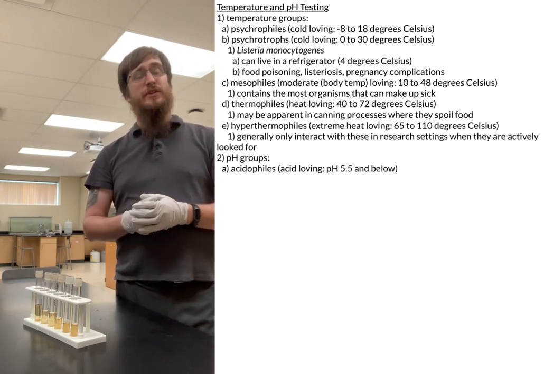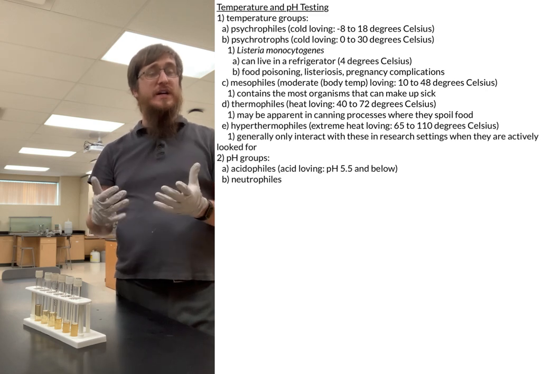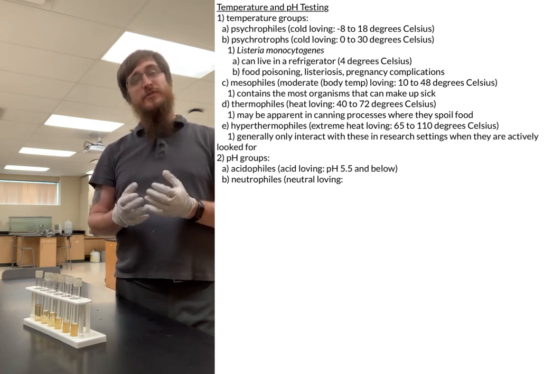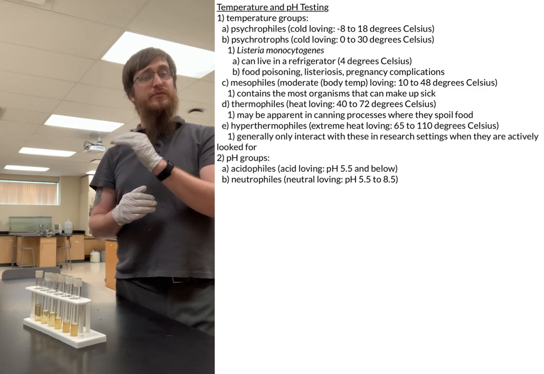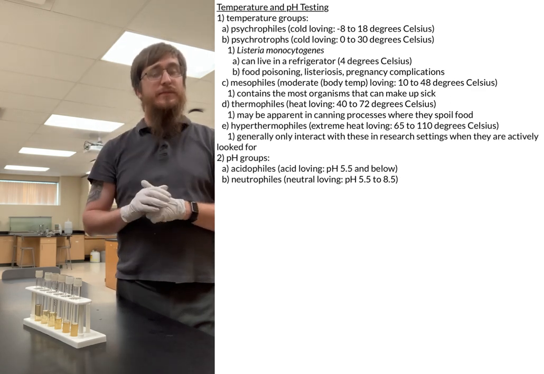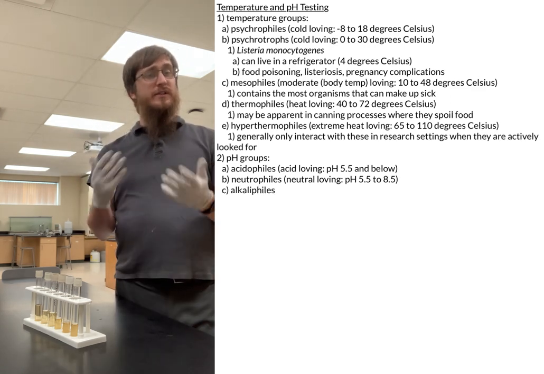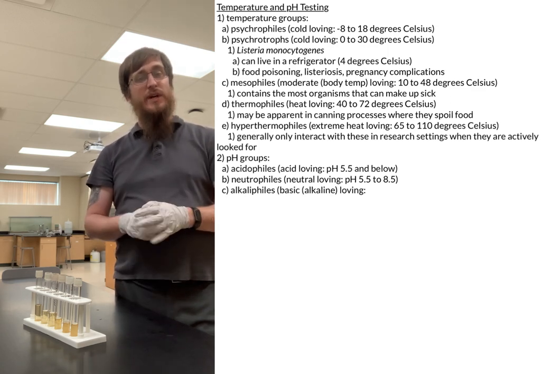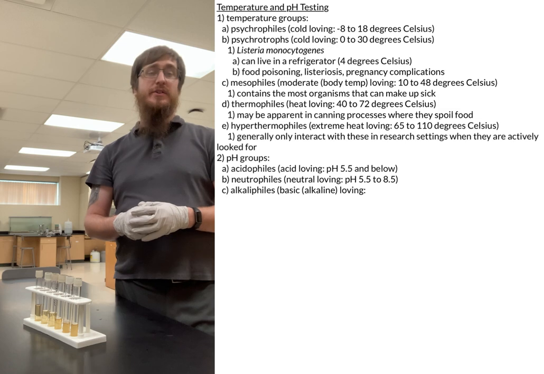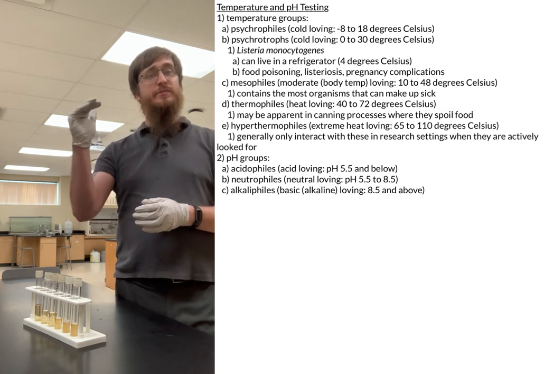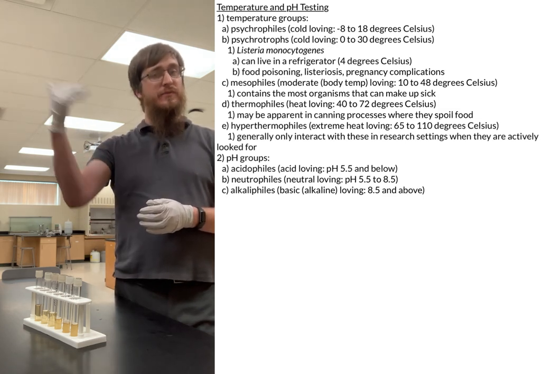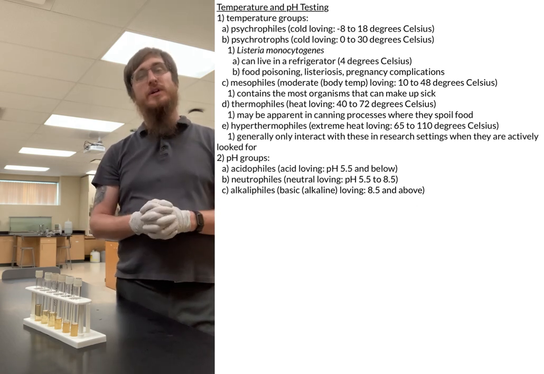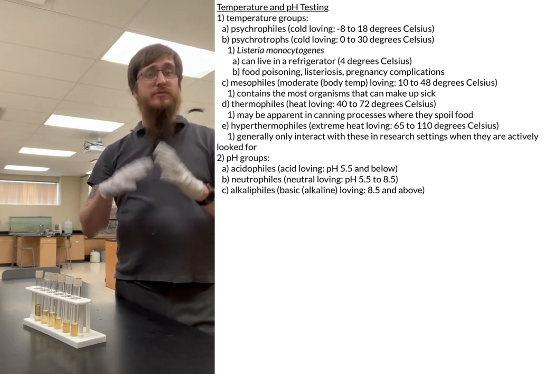Our next group are the neutrophiles, and the neutrophiles like a neutral environment, so anywhere between pH 5.5 and 8.5. And then we have our alkalophiles, and the alkalophiles are the ones that like a basic or alkaline environment, and they're going to live anywhere between pH 8.5 and above. That's where they're going to prefer their specific environment.